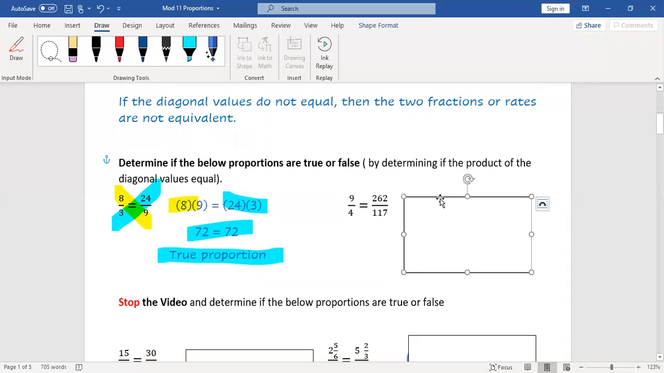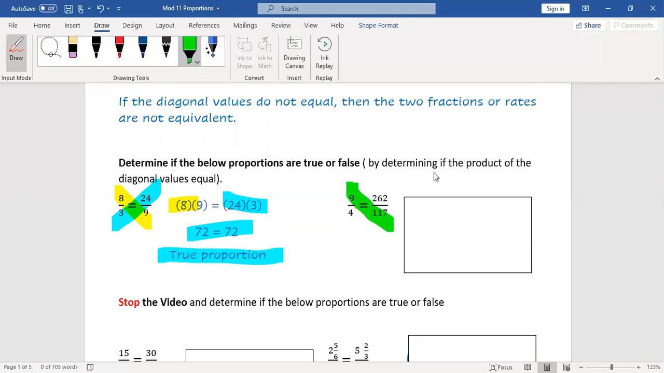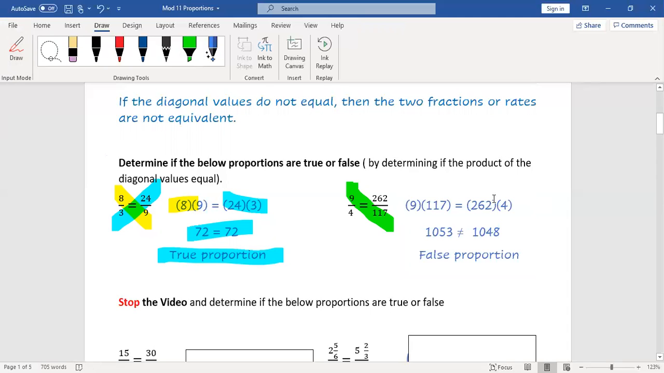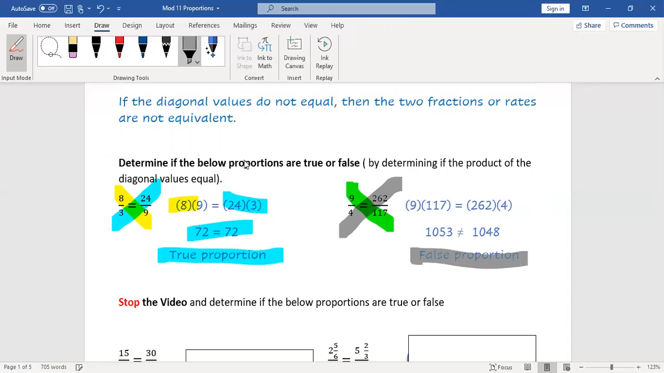Now for the second pair of fractions, I'm going to do the same thing. I'm going to multiply the diagonals, the 9 times the 17, and then I'm going to multiply the 262 times 4, and I'm going to see if they equal. And in this case, they do not equal. Therefore, these two fractions do not equal one another, and they do not represent a true proportion.